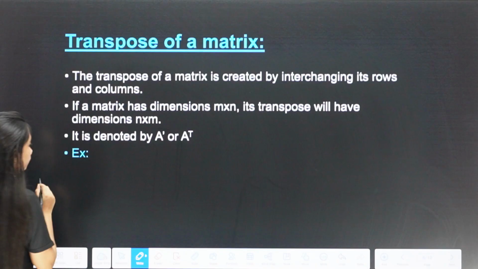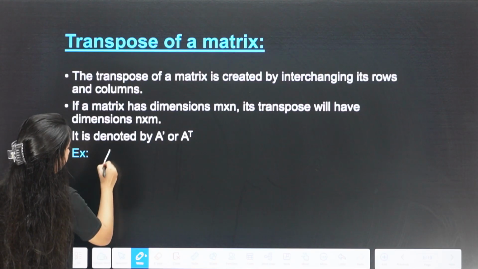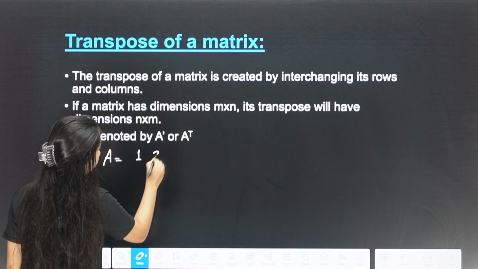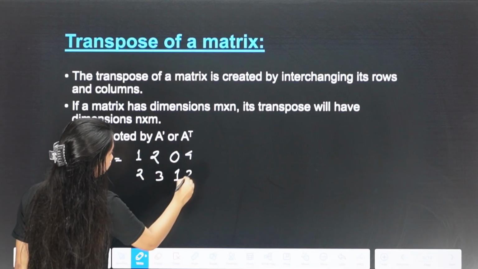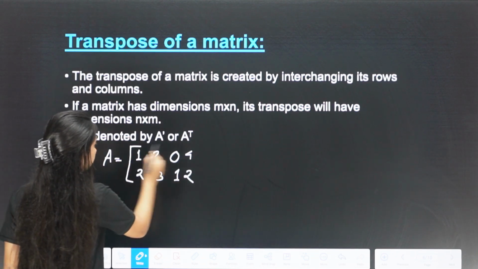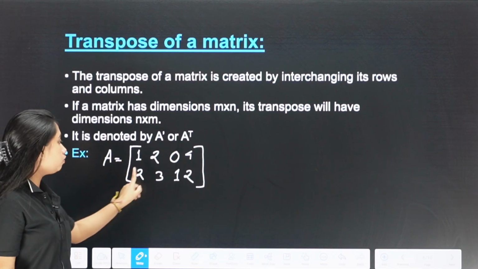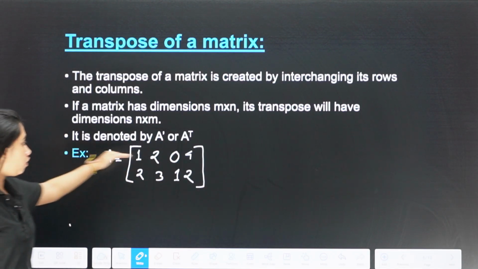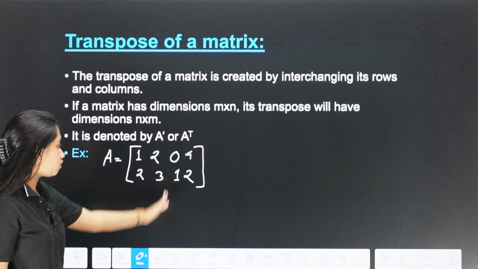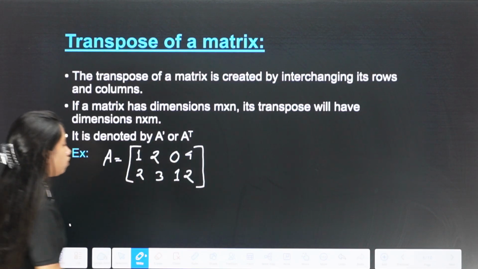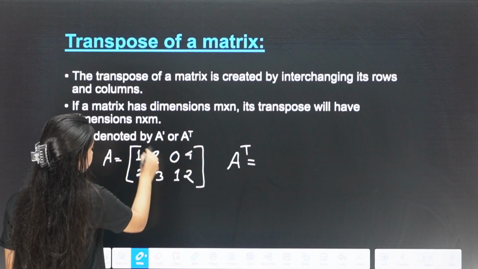For example, take the matrix A equal to 1, 2, 0, 4, 2, 3, 1, 2. What would be its transpose? Here A is 1, 2, 0, 4 in the first row and 2, 3, 1, 2 in the second row. There are four columns: first, second, third, and fourth. The transpose is found by interchanging rows and columns.